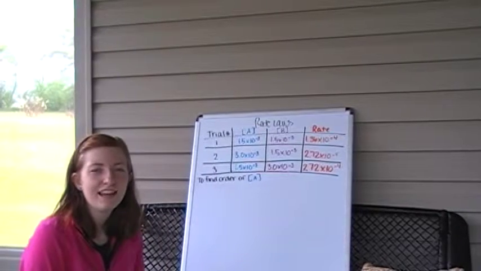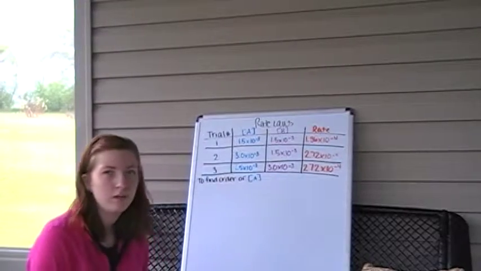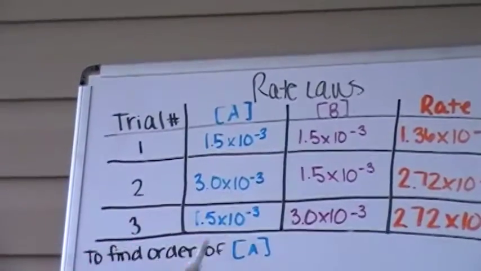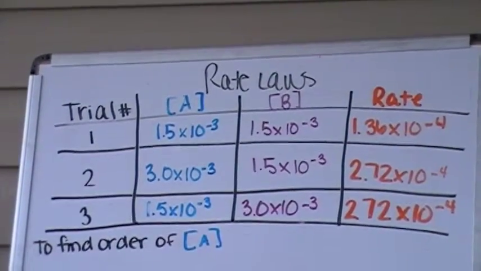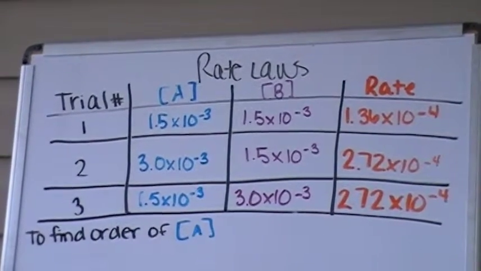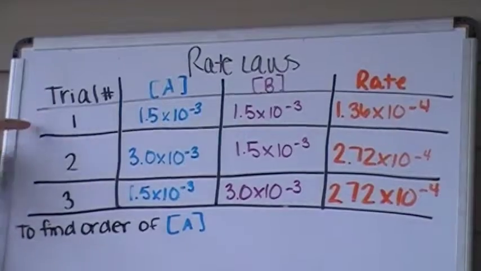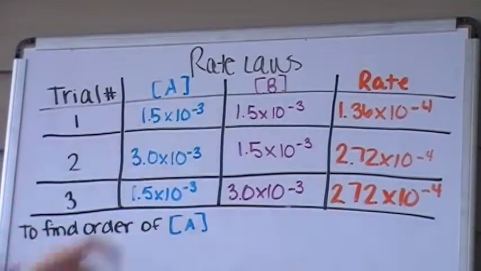My name's Kaileen, and I will be showing you how to find the rate law equation from the reactants A and B, and also how to find the order of your reactants A and B. So to find the order of reactant A, you want to find two equations in your trials where the concentration of B is the same.